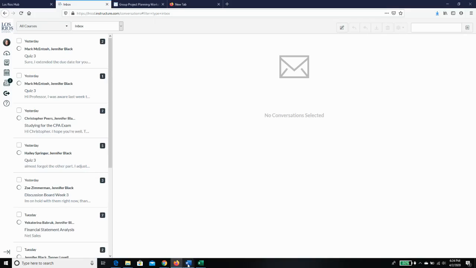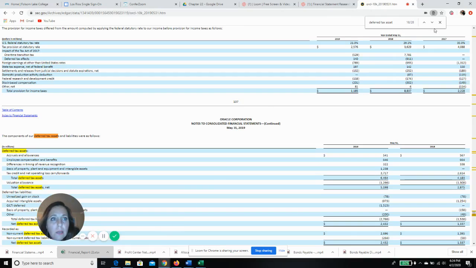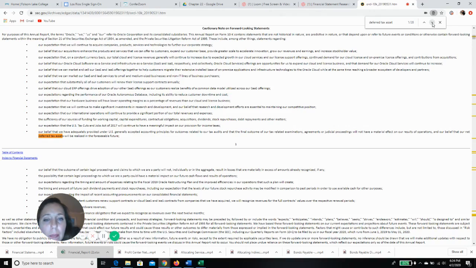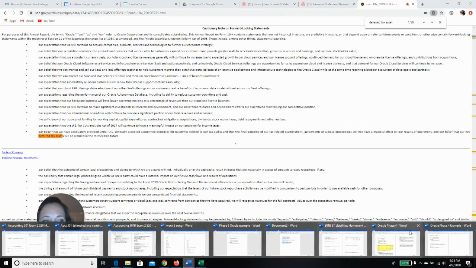Okay, and let's just go back to this, see if there's anything else that we want to add. Let's hide that. This is just scrolling through that same section. This is just saying that they believe they'll be able to take advantage of their deferred tax assets, so that doesn't really help me. And now I'm back to the beginning. Okay, so I have the information I need.